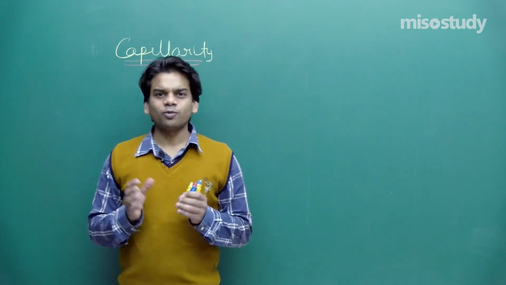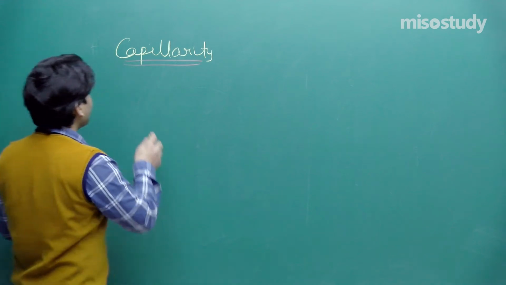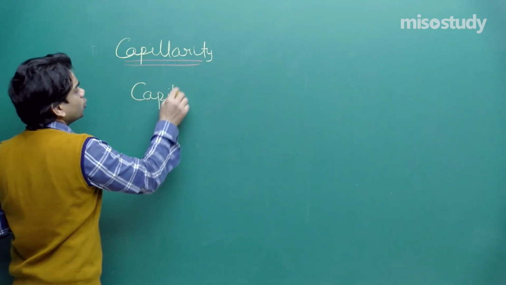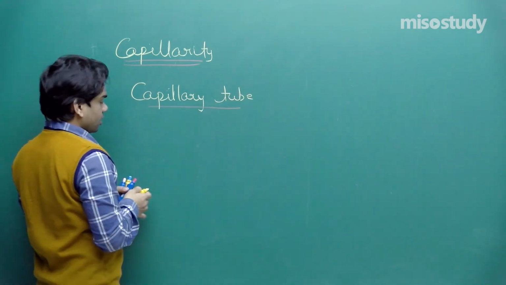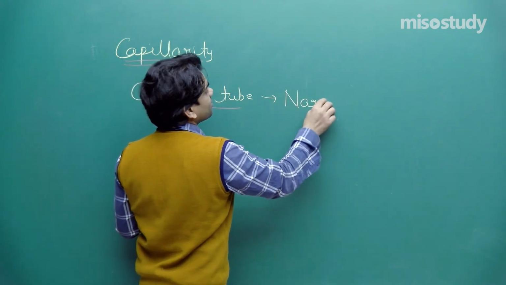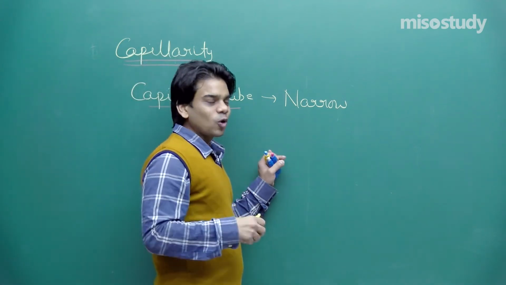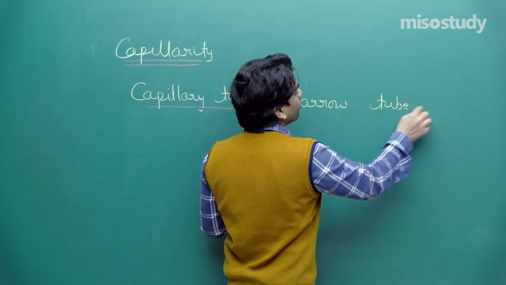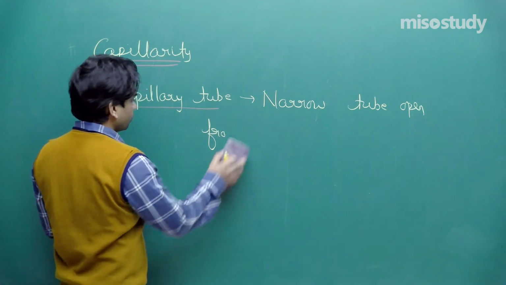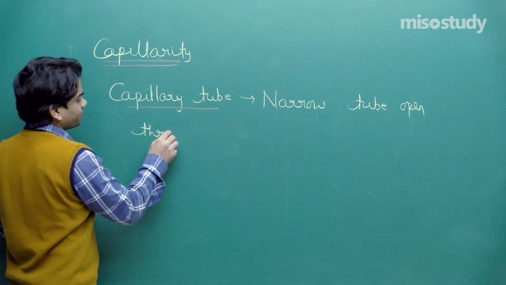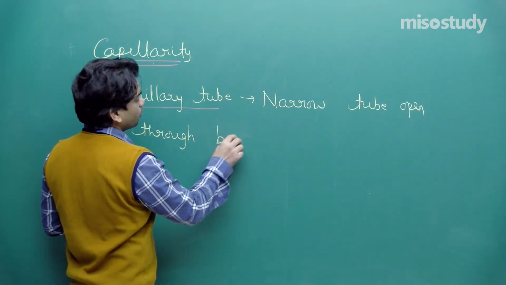Now what is capillarity? First of all, let me tell you what a capillary tube is. It's a very small, narrow, thin tube which is open from both the ends. A capillary tube is a narrow tube open from both the ends, and it will have a cylindrical cross section, a hollow portion within it. Open through both ends is a better way to say it. I believe this is clear to you about the capillary tube, open through both ends.